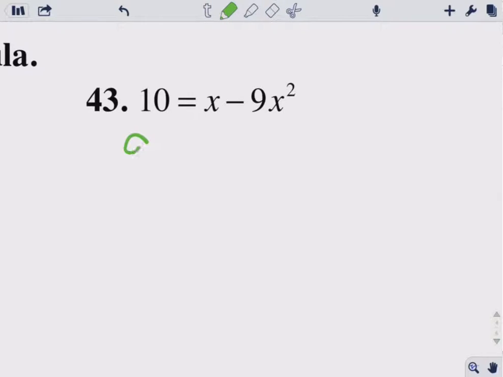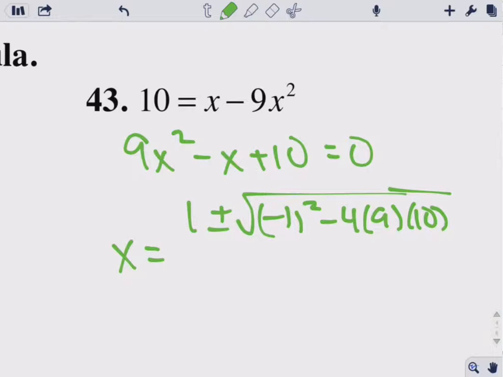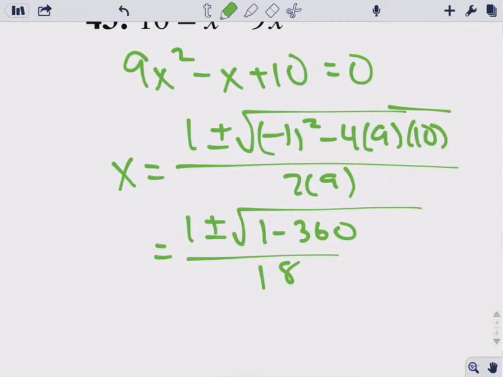43, get everything on the same side. 9x squared minus x plus 10 is equal to 0. So x is equal to 1 plus or minus the square root of negative 1 squared minus 4 times a times c, right? All over 2 times a. 1 plus or minus the square root of 1 minus 4 times 9 is 36, times 10 is 360, over 18.